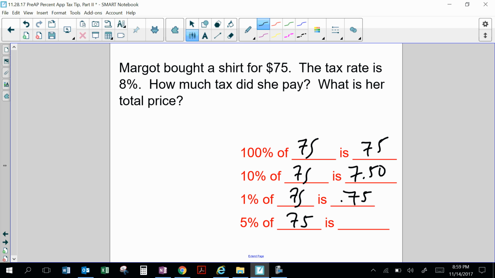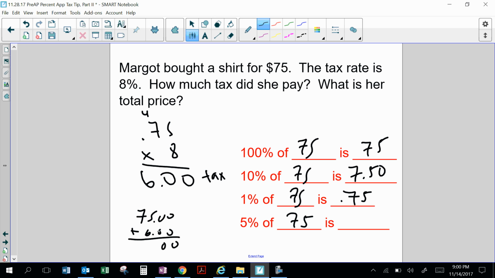So if the tax rate is 8%, each 1% represents 75 cents. That's 75 times 8, 56 plus 4 is $6 in tax. But are we done? No. That's how much she has to pay in addition to the shirt. So again, the shirt costs $75. She will have to pay an additional $6 in taxes. So in total, she will pay $81.